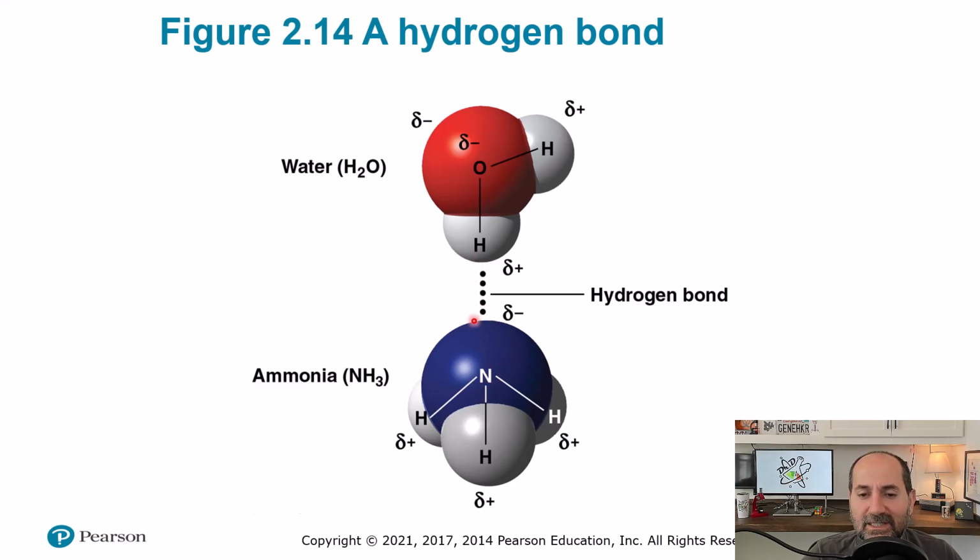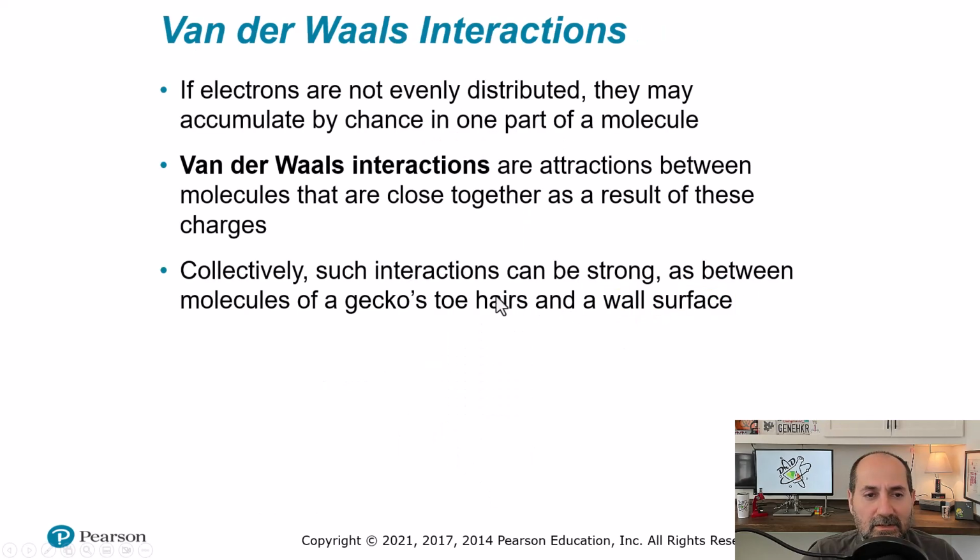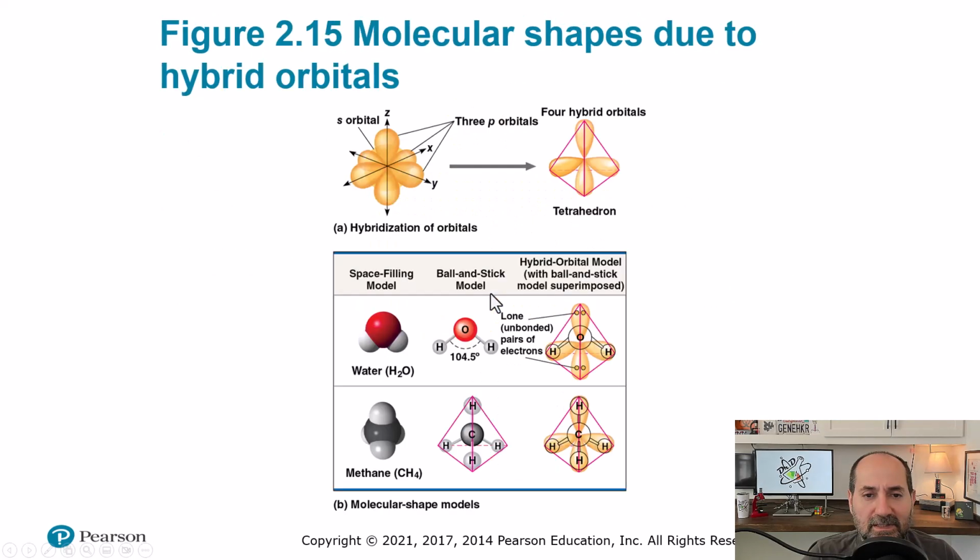So the partial positive end of this molecule sticks to the partial negative end on this other molecule, this ammonia molecule. And that weak little sticky interaction, which is very easy to make and break, it's not very strong at all, is denoted by a dotted line. When you see a dotted line like this in a series, that means it's a hydrogen bond. It's a very weak little sticky interaction between polar molecules. All right.